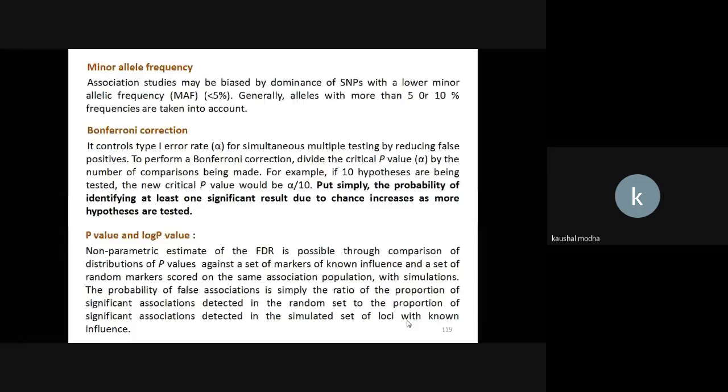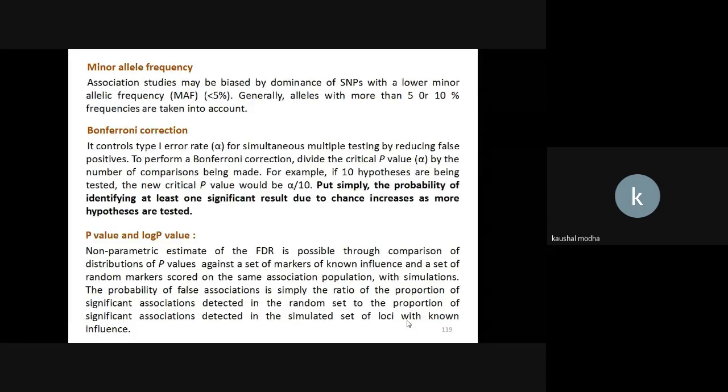Minor allele frequency is also important. Generally, in association mapping, alleles which have a frequency of less than 5 or less than 10% are not taken into account because they cause some kind of bias to the LD mapping and association mapping. So these minor alleles are not under consideration. Minor allele frequency is estimated, and all those alleles which have less than 5% or 10% frequency are eliminated from the analysis.